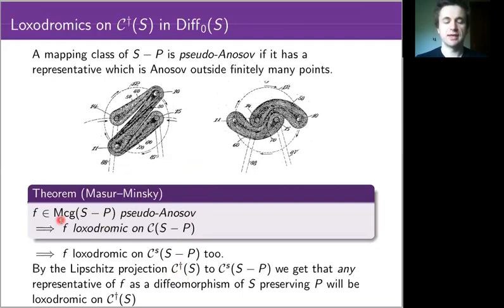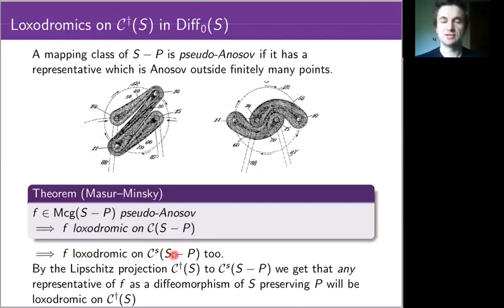Well, first of all, F being pseudo-Anosov in the mapping class of S minus P implies that it's loxodromic on the curve graph of S minus P. This is a theorem of Masur and Minsky, and indeed, saying that this is loxodromic on the curve graph makes sense because Masur and Minsky proved it's hyperbolic. But observe that the surviving curve graph is a subgraph of the curve graph, and so we automatically get F loxodromic on the surviving curve graph too. It's great.